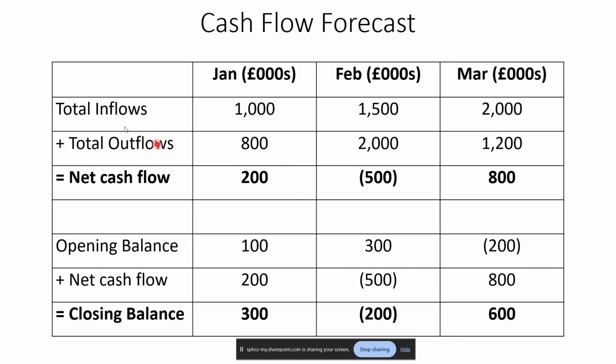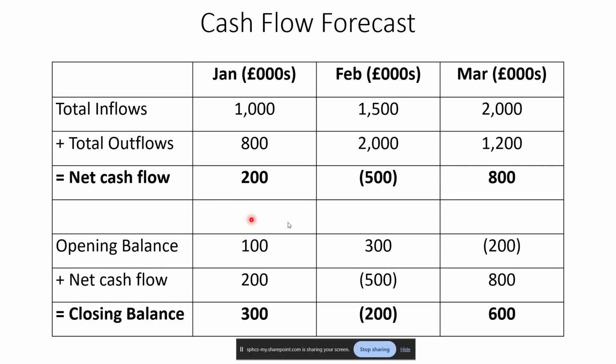Net cash flow is inflows minus outflows. So why have we got 200 here? Because in January, 1,000 came in, 800 out. So our net cash flow is 200. You'll see the net cash flow is repeated down here. This is why it won't look like this in the exam, because I've got the same thing twice, basically. But just to show you how it all works out: that's total inflows minus total outflows. 1,000 minus 800 equals 200.